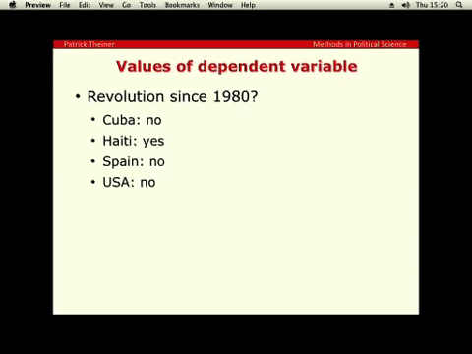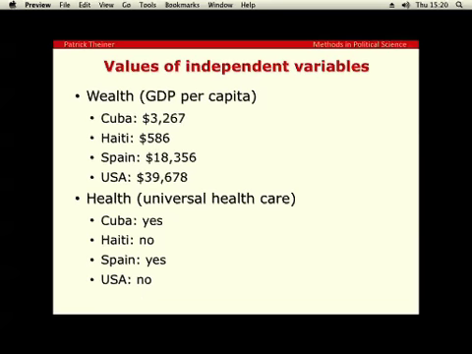Well, I didn't have time to do that, so I just looked at 4 countries. And I'm just telling you, for example, that that is a representative sample of the world. Okay, I've looked at 4 countries: Cuba, Haiti, Spain, and the US. And we see that only one of those countries has experienced a revolution, namely Haiti, since 1980. Then let's look at how healthy and wealthy the people are in these countries. Well, Cuba, not that great. Haiti, really bad. Spain, pretty rich. US, filthy rich.